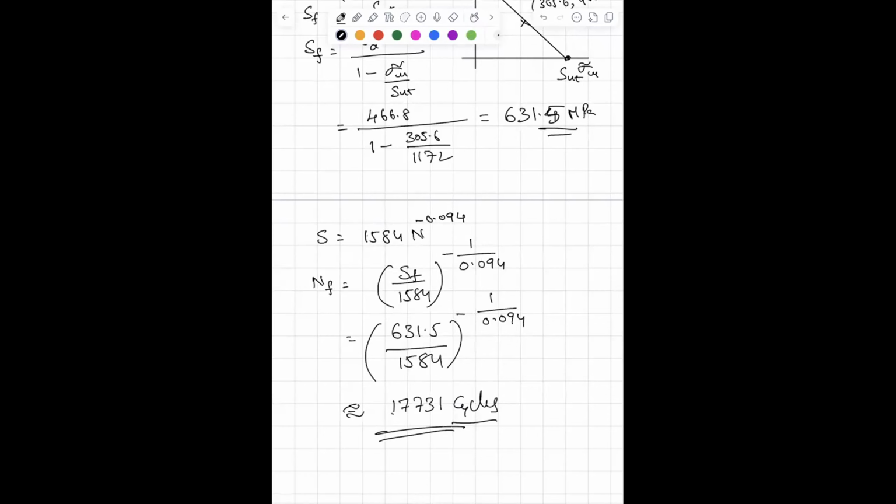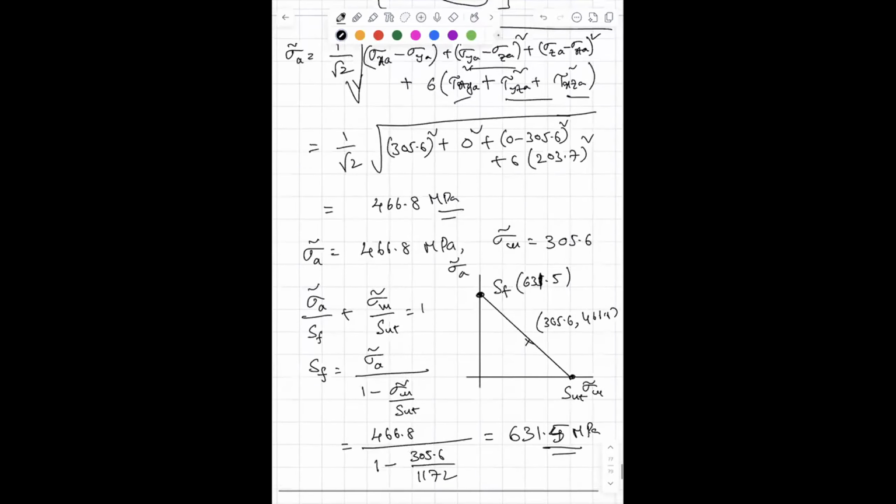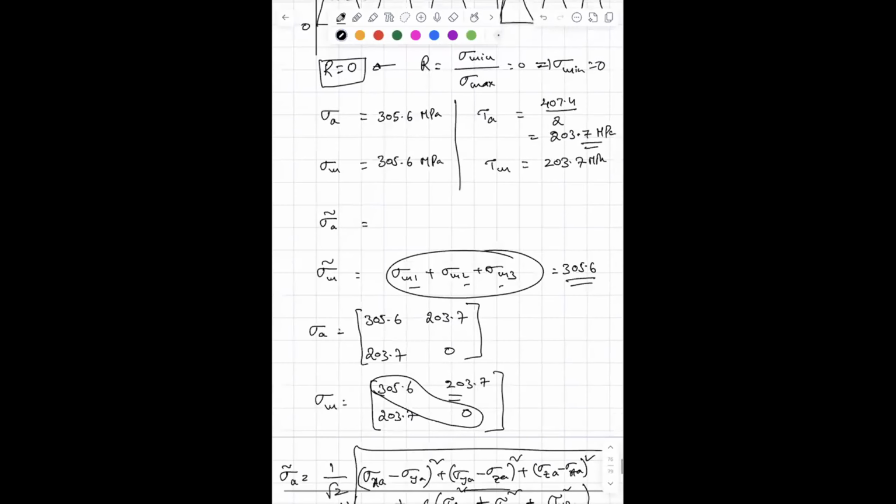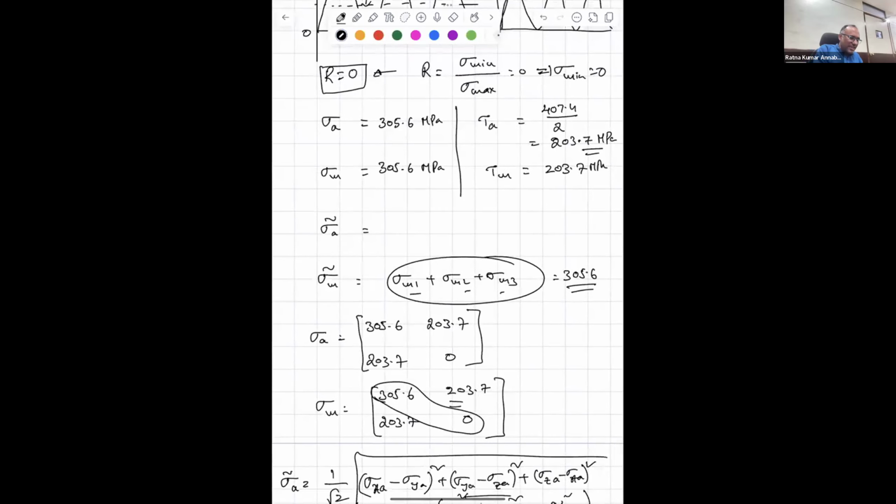Sir, can you go up after sigma A and sigma M? I just want to know how the matrix comes. So sigma A is sigma XX because it's a bending stress. Tau A is tau XY. Right? Sigma M X, sigma M XY. So sigma YY will not be there because it is bending stress, no? Only one plane bending. If you are bending in the other direction, then the sigma YY will come. But it's only one direction bending, so only sigma XX will come. Okay, sir. Yeah, this is the point I wanted. Thank you.